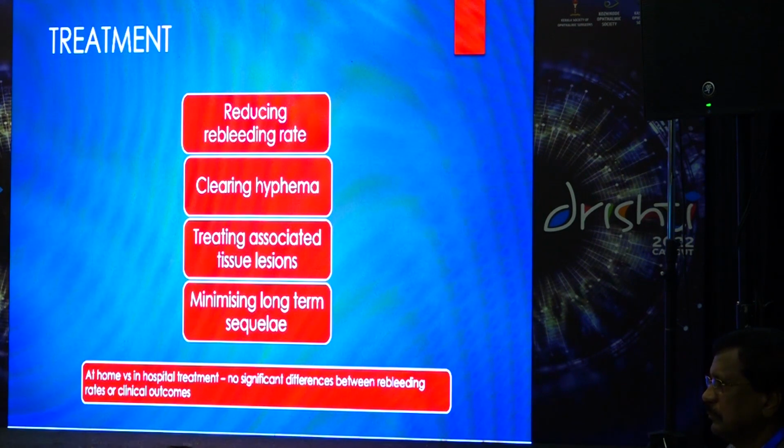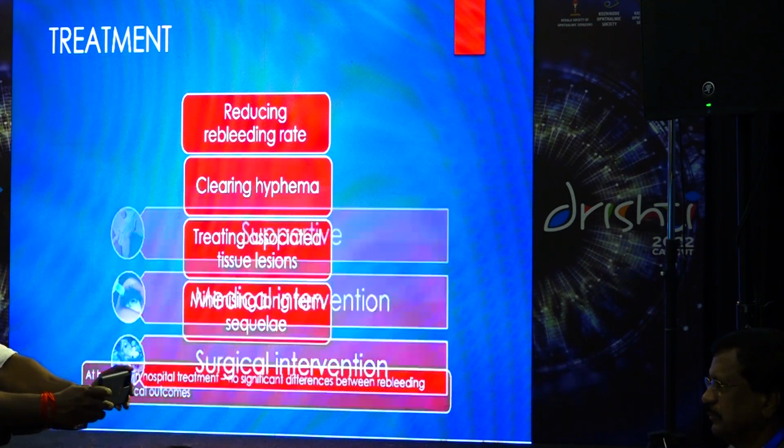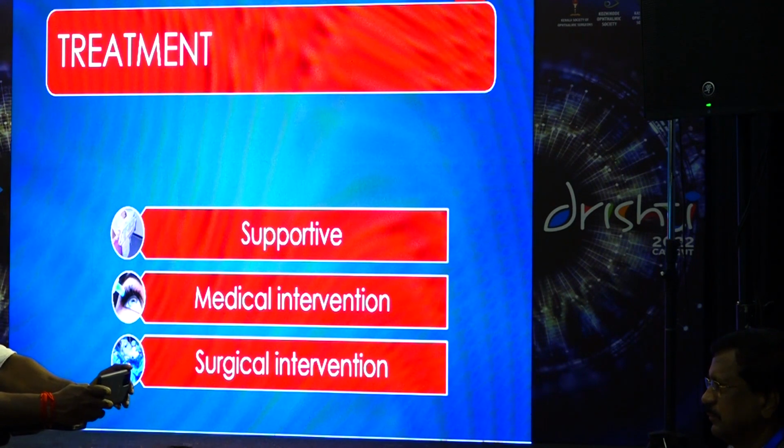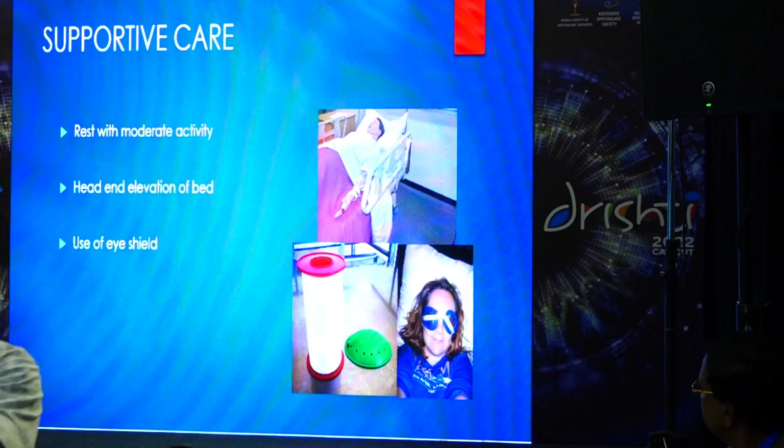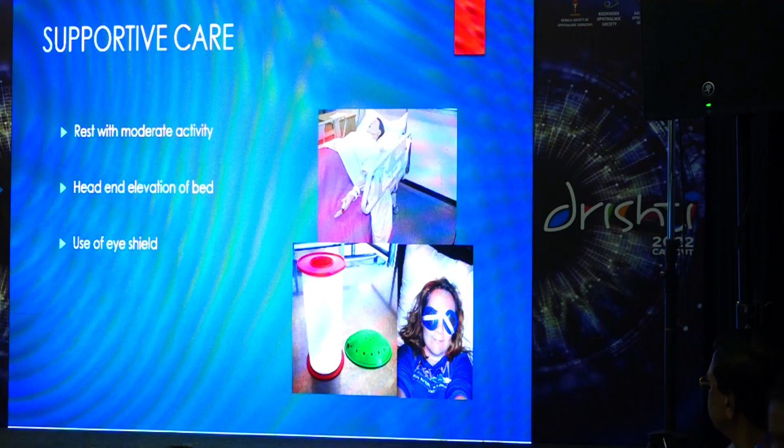The treatment of hyphema is aimed at reducing the rebleeding rate, clearing hyphema, treating the associated lesions, and minimizing the long-term sequelae. The treatment consists of supportive management, medical intervention, and surgical intervention. The supportive care consists of rest with moderate activity to prevent rebleeding, head elevation for the hyphema to settle, and use of an eye shield to protect the eyes.